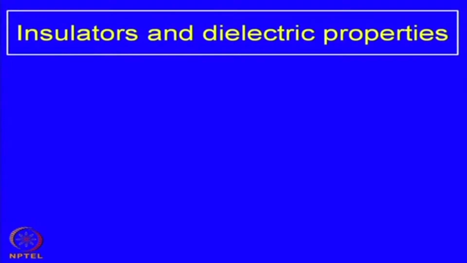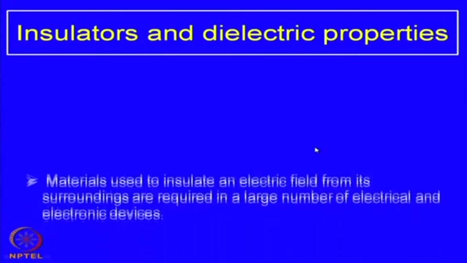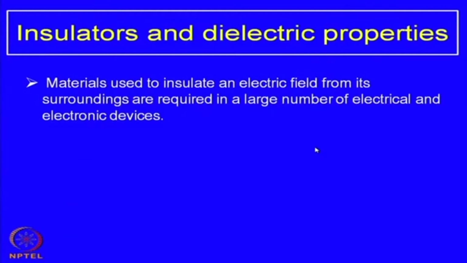And if we look at the basic phenomena, what happens in an insulator when we apply an electric field, or in other words sometimes they are called dielectric materials. There is a dielectric phenomenon which takes place, and that is what we want to discuss here. The materials are used to insulate, but in general, since they have a very high resistance, they insulate from a conductor.